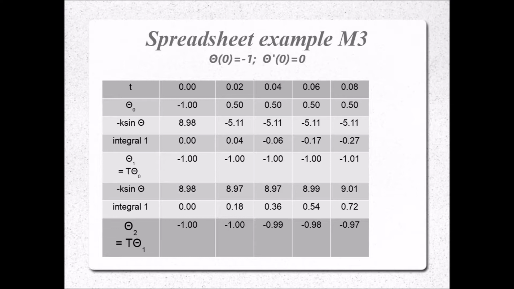That gives us then theta 2 on the fifth row. Then we simply repeat that over and over again. In our case, we do it 16 times, but do it as many times as you have to get the desired accuracy.